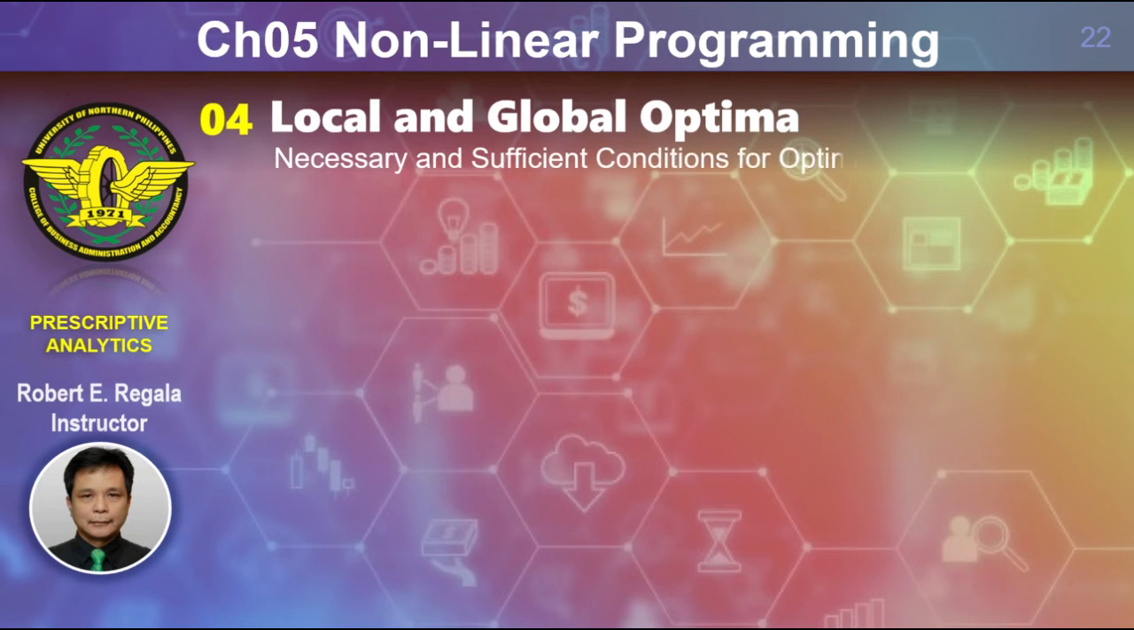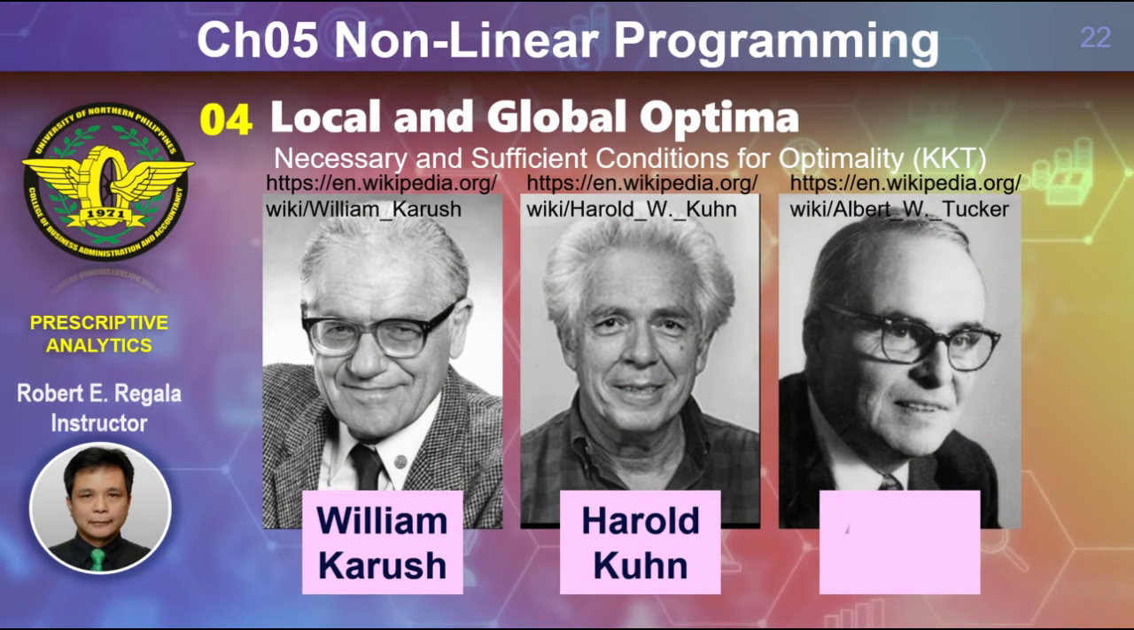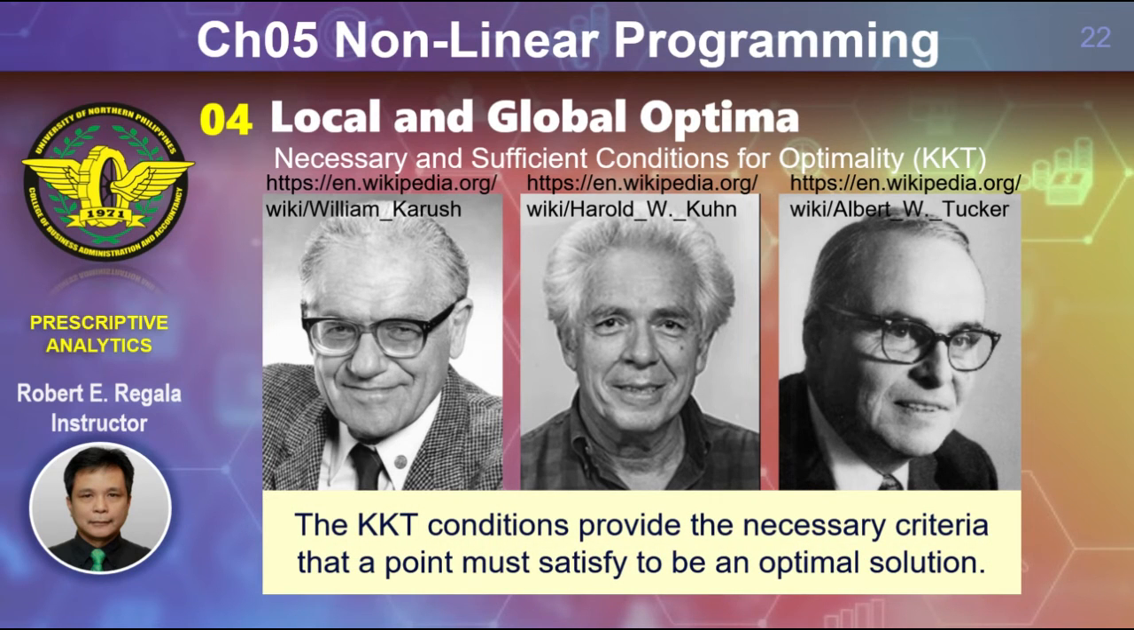Necessary and sufficient conditions for optimality, KKT. The Karush-Kuhn-Tucker, KKT, conditions are a set of necessary and sometimes sufficient conditions for a solution to be optimal in an NLP problem, particularly when the problem involves constraints, both equality and inequality. Analytical verification of optimality in differentiable NLP relies heavily on the KKT conditions. Under general differentiability and constraint qualifications, the KKT conditions provide the necessary criteria that a point must satisfy to be an optimal solution. These conditions relate the gradients of the objective function and the constraints at the optimal point.